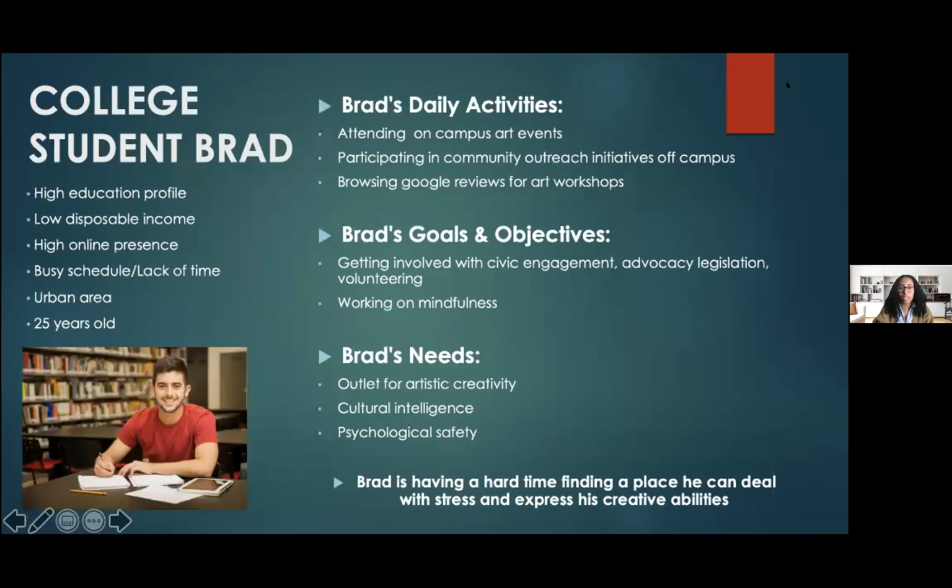And Greg will talk a little bit about the buyer persona. One of the buyer personas that we had for our business was college student Brad. Just an overview of Brad's background: he has a high education level, low disposable income, and a busy schedule. He's about mid-20s, and he is having a hard time finding a place where he can deal with stress and express his creative abilities.